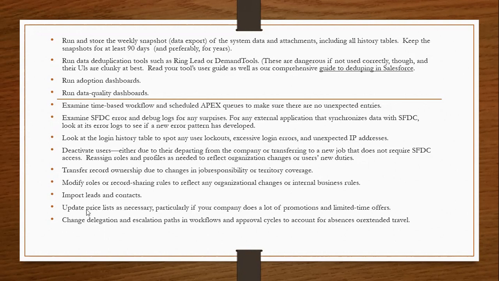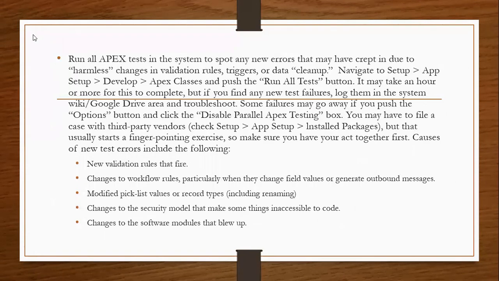leads and contacts. Update price lists as necessary, particularly if your company does a lot of promotions and limited-time offers. Change the delegation and escalation paths in workflow and approval cycles to account for absences and extended hours. Next, run all the Apex tests in the system to spot any new errors that may have crept in from harmless changes in validation rules, triggers, or data cleanup.